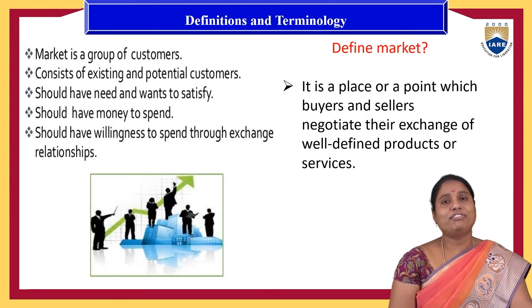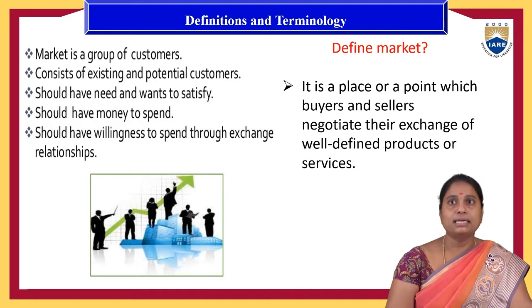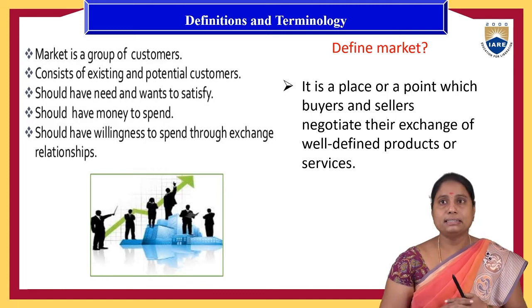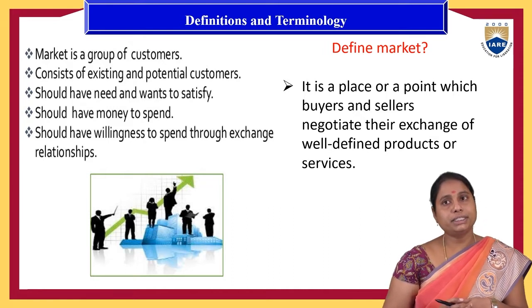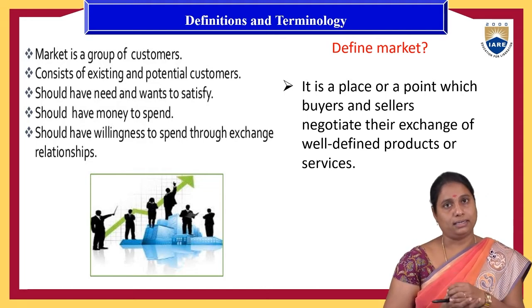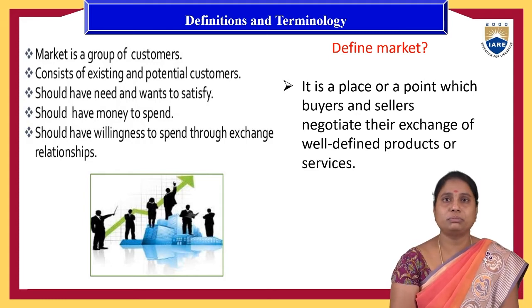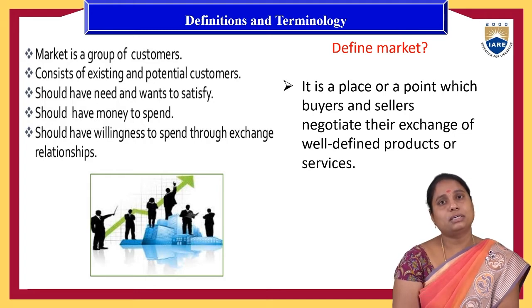So the first terminology in this Unit 3 is defining market. A market is a place or a point where the buyers and sellers negotiate about the exchange of a product or service. Among the features of a market, it is a group of customers consisting of existing and potential customers, and they should have needs and wants to satisfy.